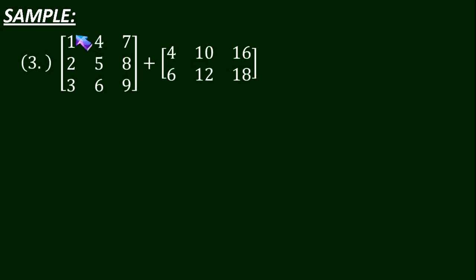So, pag tinitignan natin yung ating example, the first matrix is a 3 by 3 matrix. Yung second matrix natin, that is 2 by 3 matrix. So, yung matrix natin, they don't have the same size. So, hindi po parehas yung size nila. So, we cannot add nor subtract matrices if they are not of the same size.